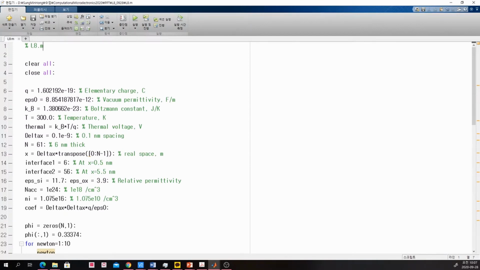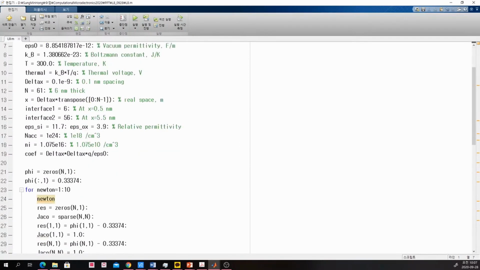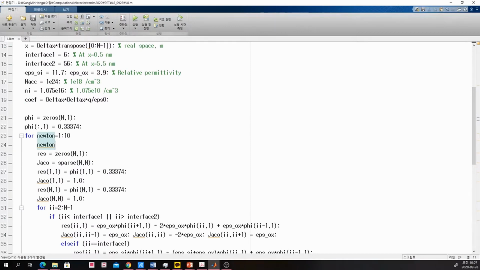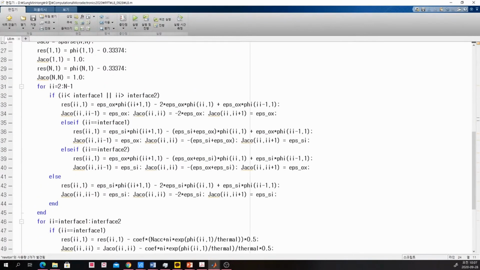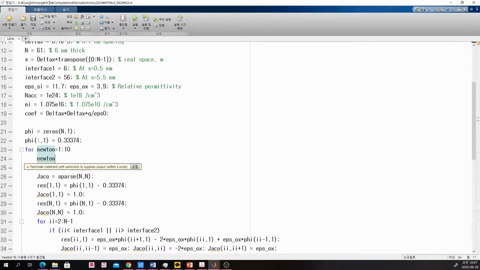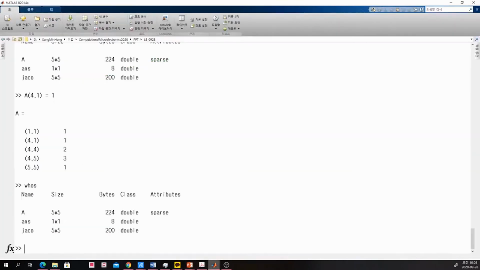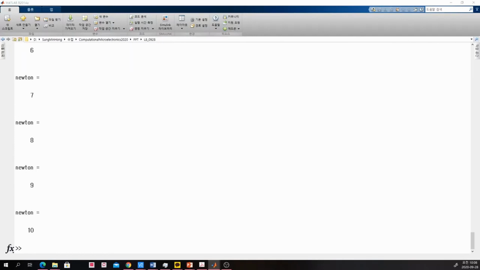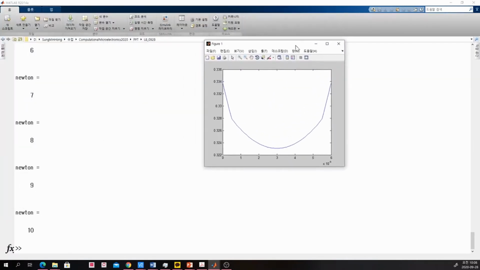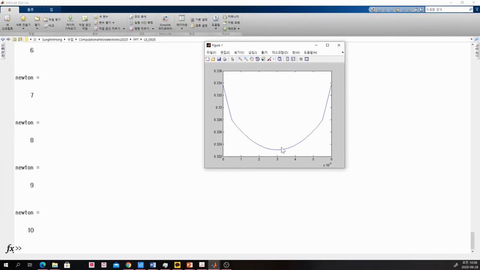This is just a copy and paste version realized in MATLAB, and now you can see that everything is identical, and the only difference is that here I explicitly write down the Newton iteration. So let me just start our L8 script. Now we have numbers starting from 1 to 8, and we have done the 10 iterations. After that, the plot statement gives us the solution for the electrostatic potential.